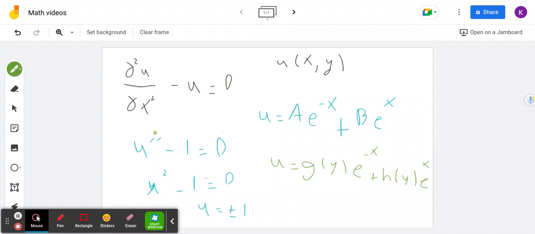So this is a way of turning a simple partial differential equation into a normal ODE, ordinary differential equation, and then solving it that way and then plugging back in the function of y.